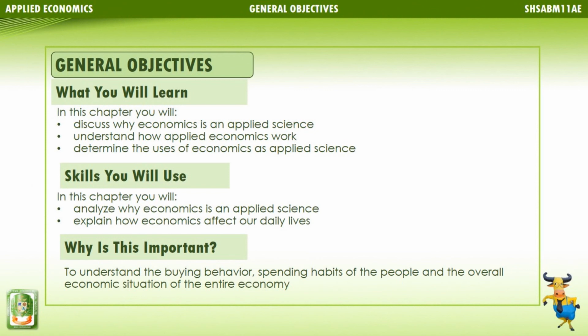General objectives. In this chapter, you will discuss why economics is an applied science, understand how applied economics works, determine the uses of economics as an applied science, skills you will use, analyze why economics is an applied science, explain how economics affects our daily lives and why it is important. This is to understand the buying behavior, spending habits of the people, and the overall economic situation of the entire economy.